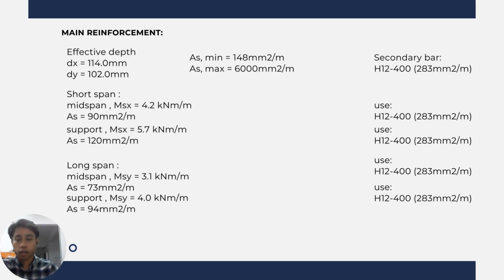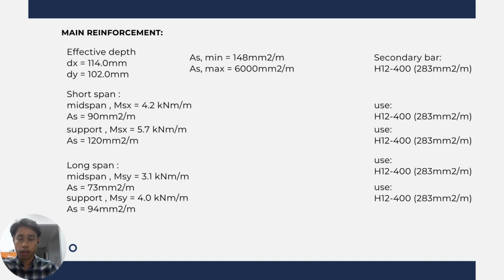For the short span, which is the mid span MSX, 4.2 kNm/m. For the AS, we get 19 mm²/m. And for the support MSX, which is 5.7 kNm/m, for the AS we get 120 mm²/m. Both we use H12-400.